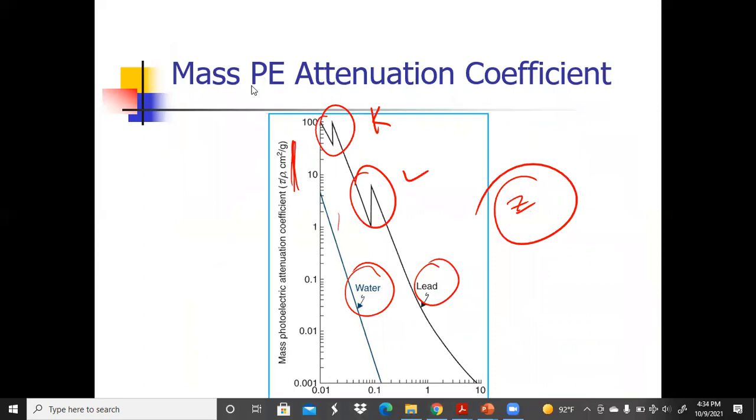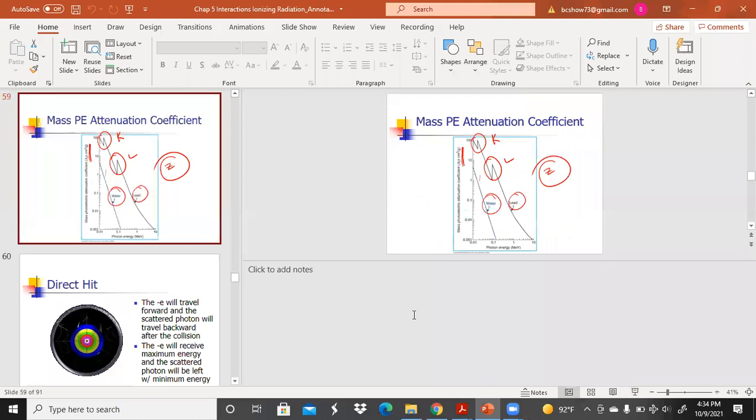So you're seeing the mass photoelectric attenuation coefficients in these particular instances, where you're looking at a graph of the mass photoelectric attenuation coefficient. And then you've got the photon energy down there.